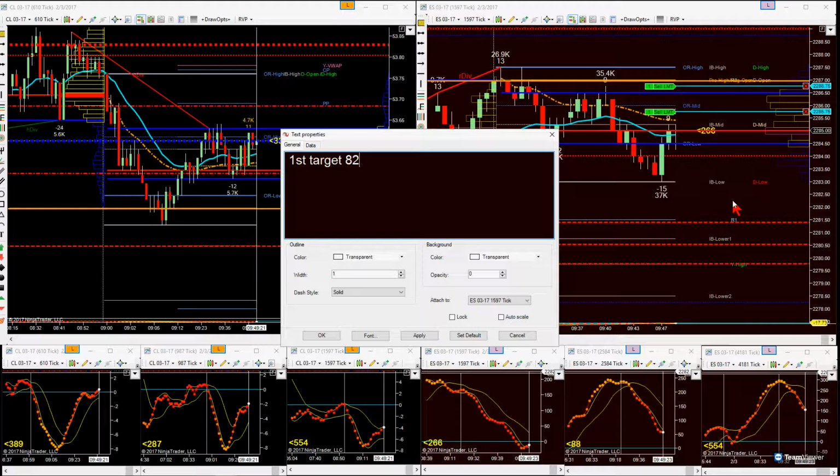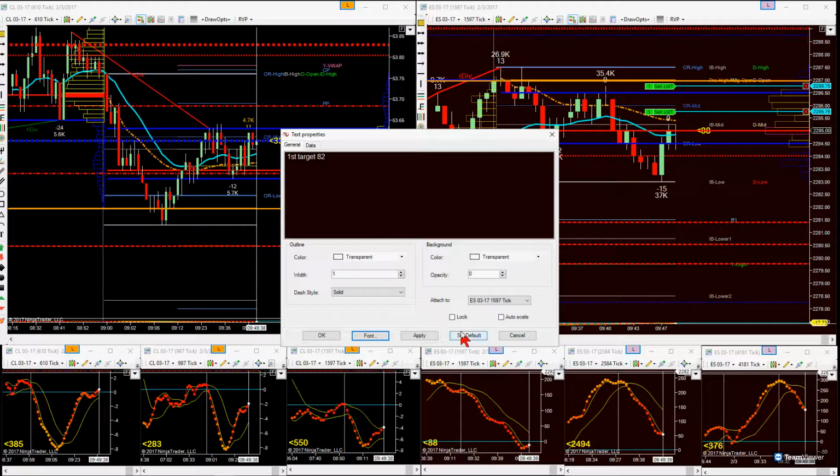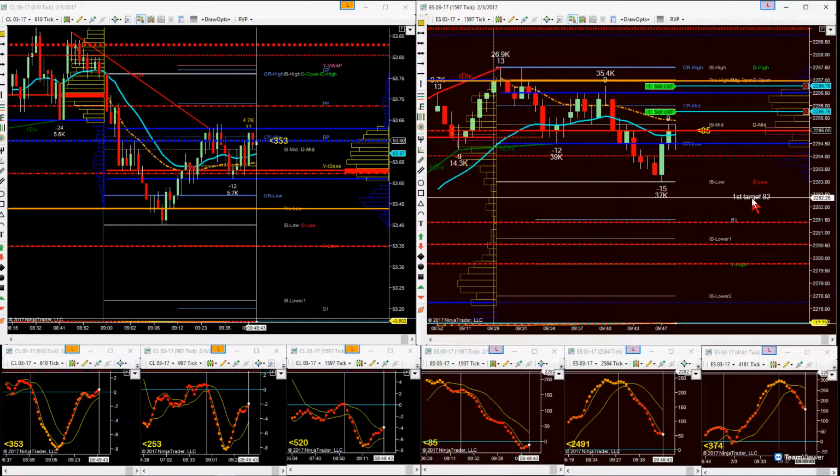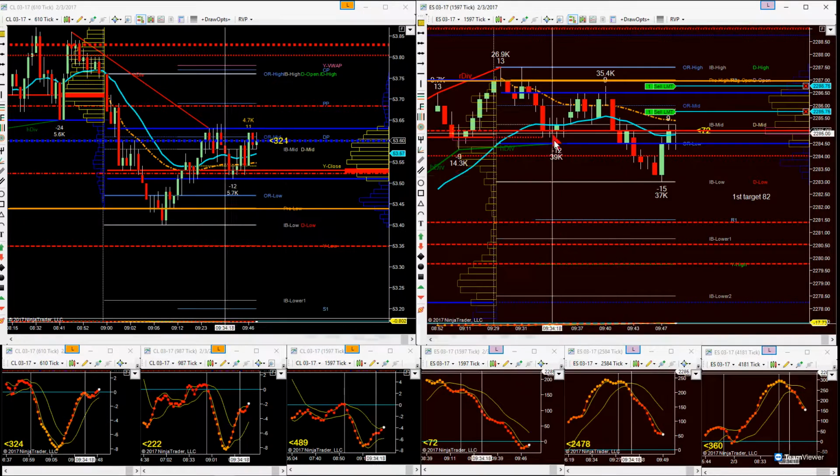First target 82. Now understand, please, if we get scaled in, this is going to change. Right now, that's my first profit target based on having only one contract. That absolutely will change if we get into a second contract.